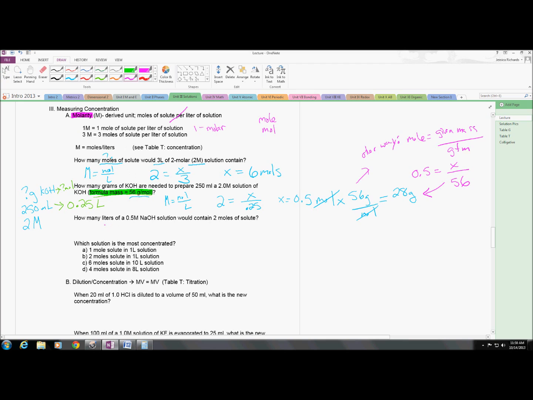How many liters? They want to know liters of a 0.5 molar NaOH solution, so capital M, would contain 2 moles of solute. So that's great. Out of my molarity equation, I have 2 of the 3 pieces. I don't even have to do any conversions. 0.5 equals 2 over x.